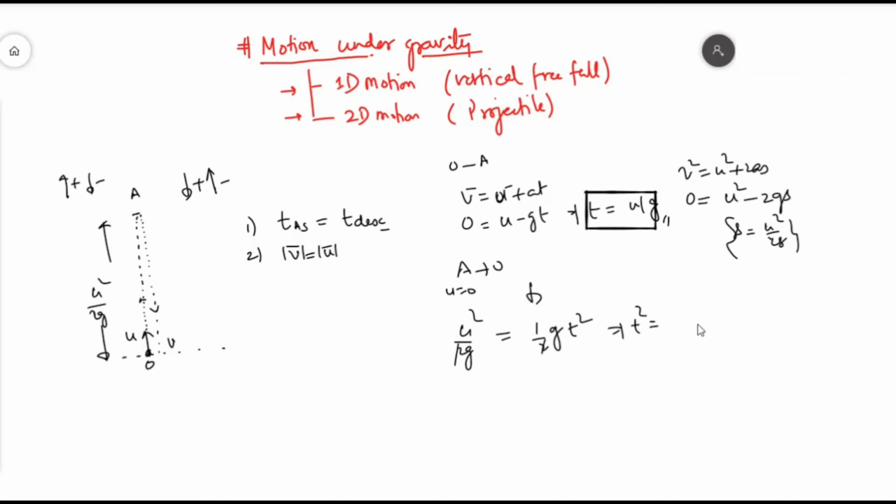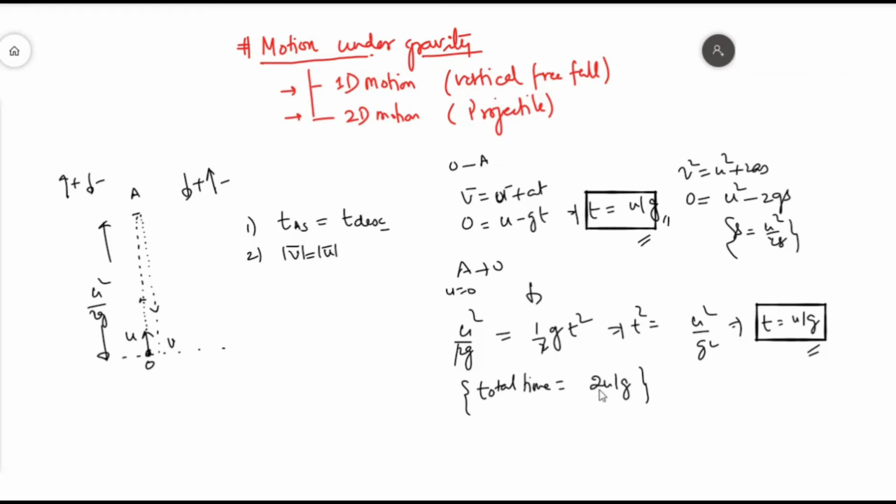This t square is u square by g square, or t is u by g. This is the same time of ascent, this was also u by g, and this time of descent is also u by g. So time of ascent is equal to time of descent. And if I'm talking about the total time it is going to take, this is time of ascent plus time of descent, that is going to be 2u by g.